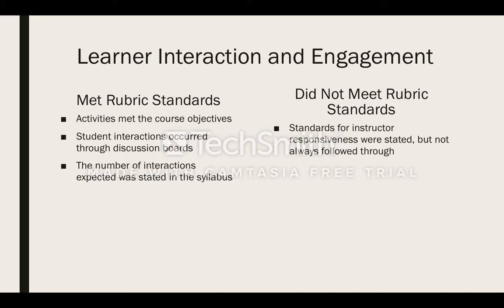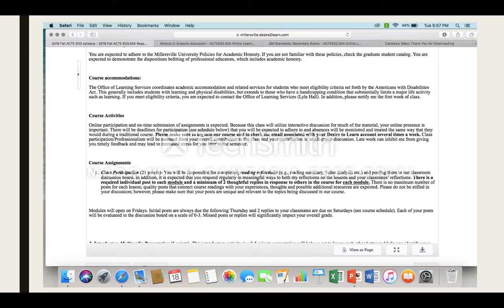The next category is learner interaction and engagement. So activities met the course objectives, students' interactions occurred through discussion boards, and then the number of interactions expected was stated in the syllabus. Standards for instructor responsiveness were stated but not always followed through, which is something I found that didn't really meet the rubric. And of course I know we're all busy, but when there's times when students need help, I think we need to really make sure we're there for them and checking daily to make sure that students are on task, and if they need help, that we're there to help them and provide the support they need.